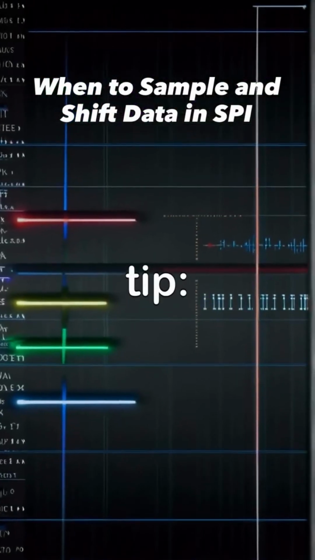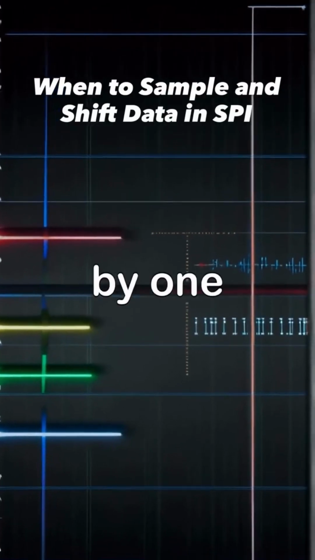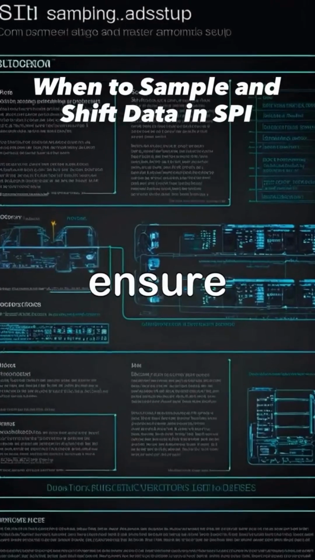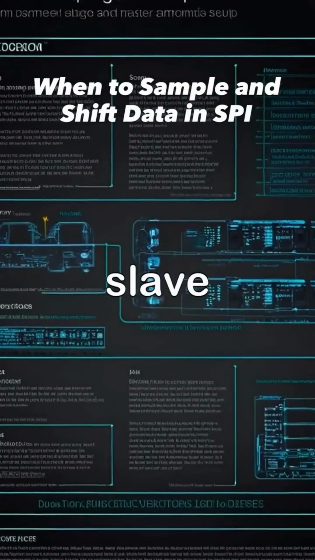Here's a practical tip. If you see data shifted left or right by 1 bit, this indicates a CPHA mismatch. Always ensure to match the sampling edge between master and slave.